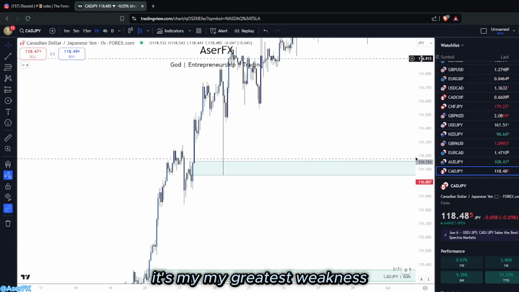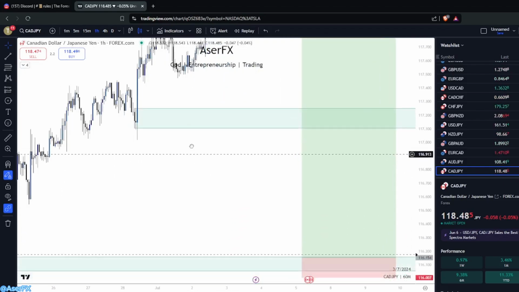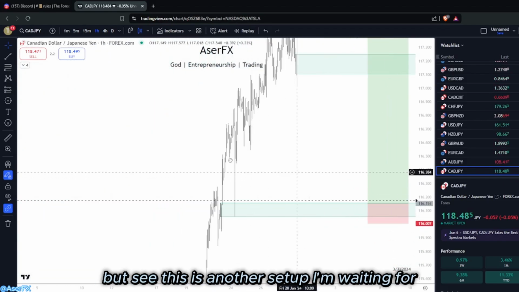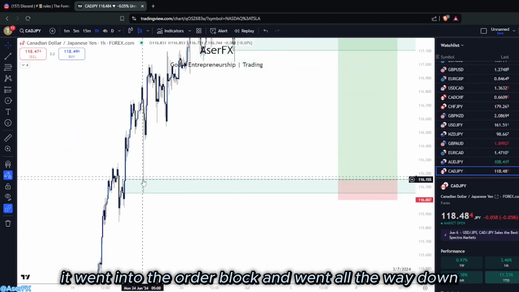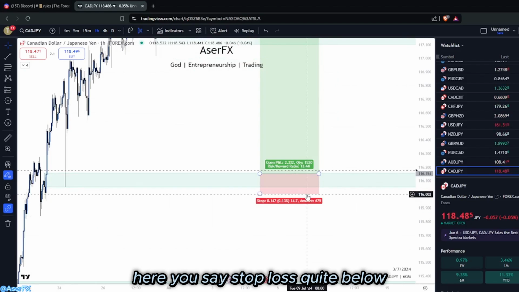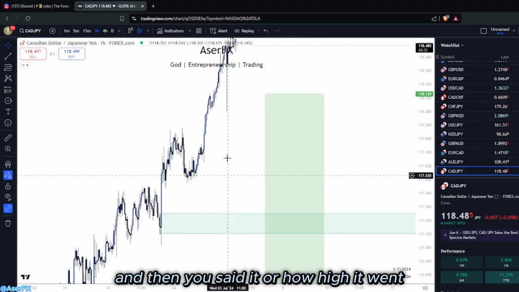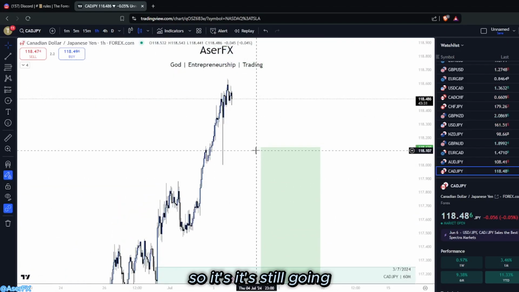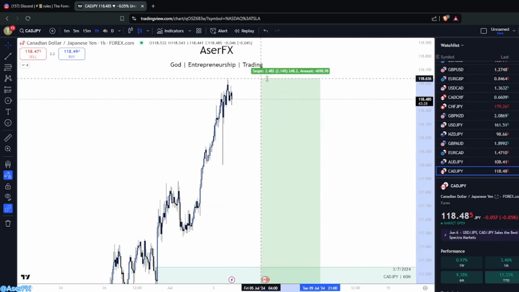It's my greatest weakness. But see, this is another setup I'm waiting for. It went into the order block and went all the way down here. You set your stop loss quite below, and then you set how high it went. So it's still going.